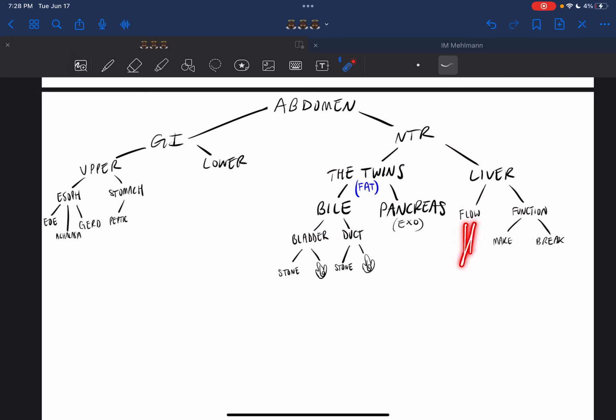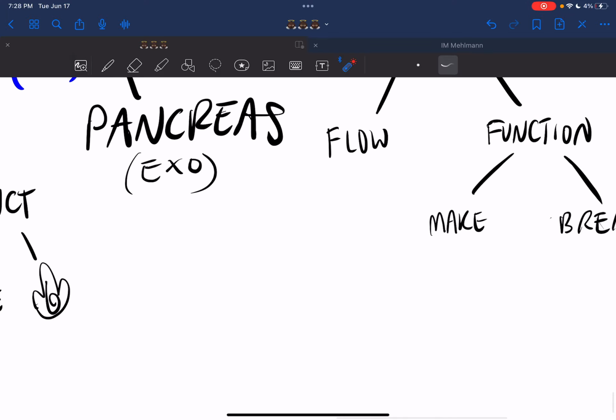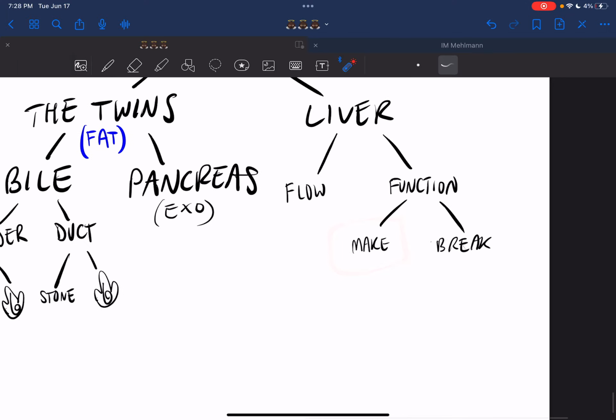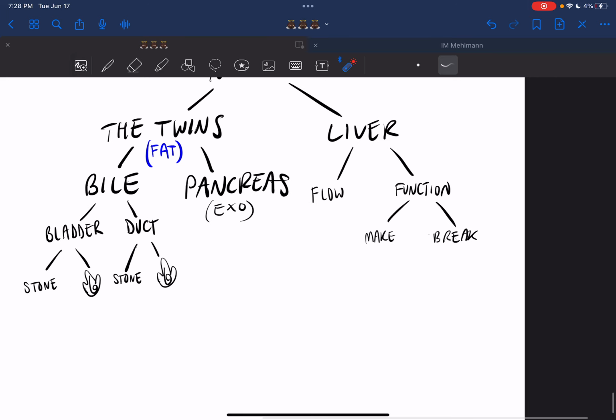So with liver, there's the blood flow problems. If you want to split liver, you can split it into the flow problems versus the function problems. So when you lose liver function, there's synthetic function, which is the liver's ability to make things, versus metabolic function, which is the liver's ability to break things down.